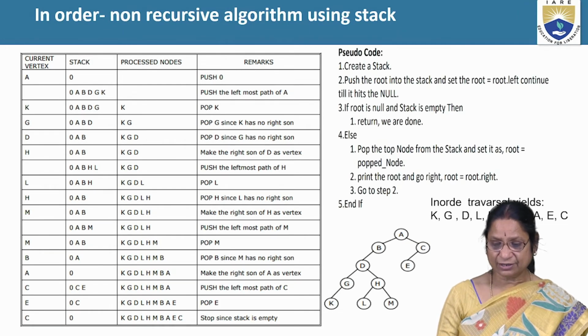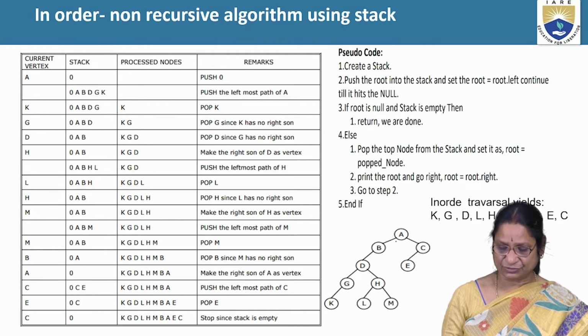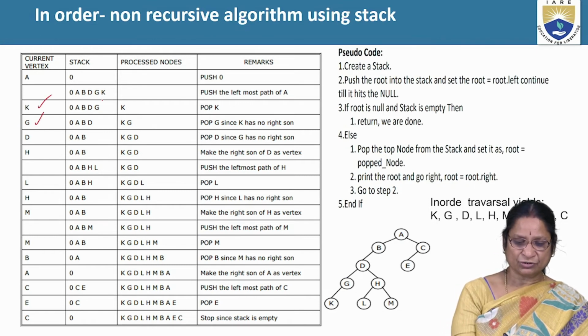Same as we are doing, if you observe, create a stack. The stack keeps pushing along the leftmost path. So A will be pushed, B, D, G, K. The pointer is null. Then pop out, K is popped out. Does K have any right child? No right child, so K is processed. Then again popped out, G is popped out.